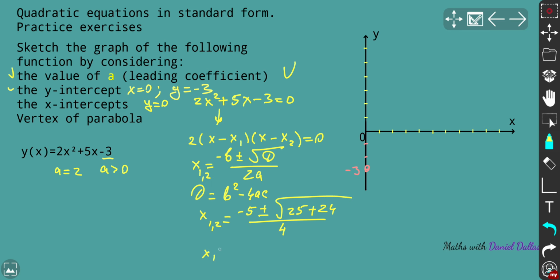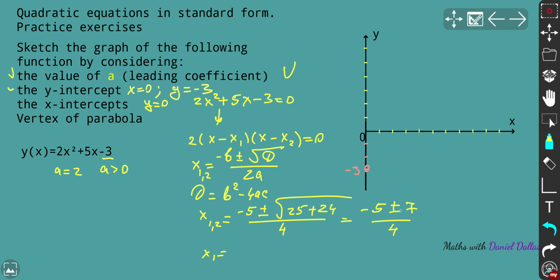So x1, I can even simplify further, so it's going to be negative 5 plus or minus the square root of 25 plus 24, 49, so we'll get the square root of 49 is 7, and over 4. So the first solution is negative 5 minus 7, it's negative 12, over 4 is negative 3. So that's one x-intercept, and another x-intercept when we take plus, so minus 5 plus 7 is 2, 2 over 4 is 1 over 2.